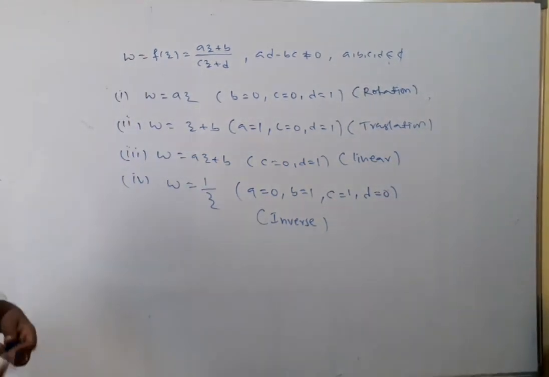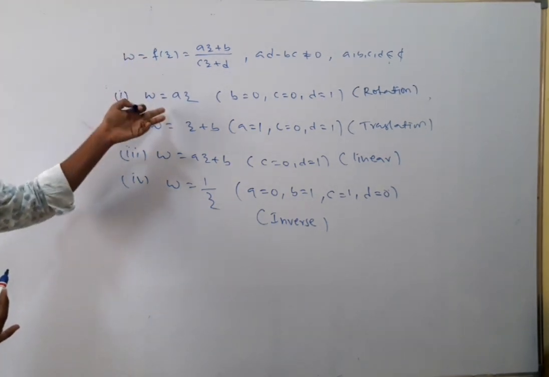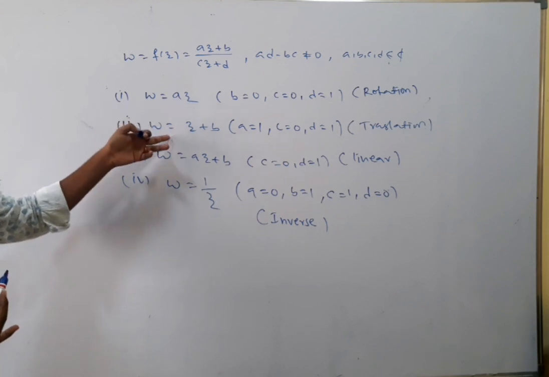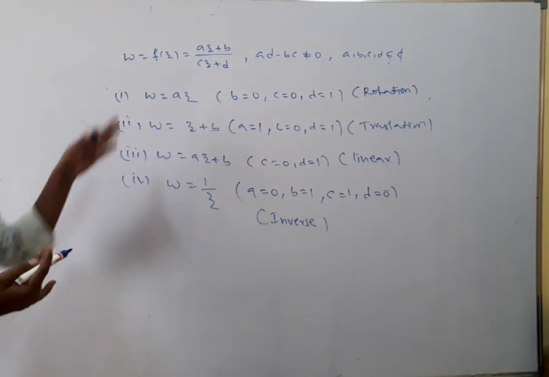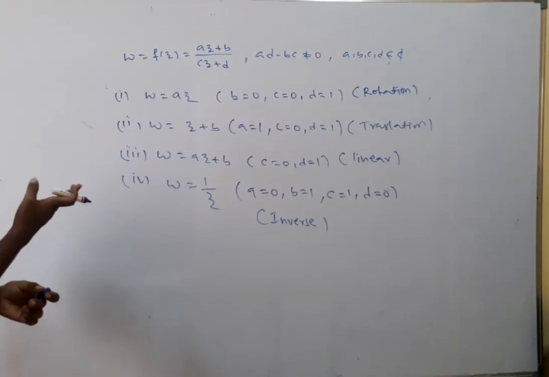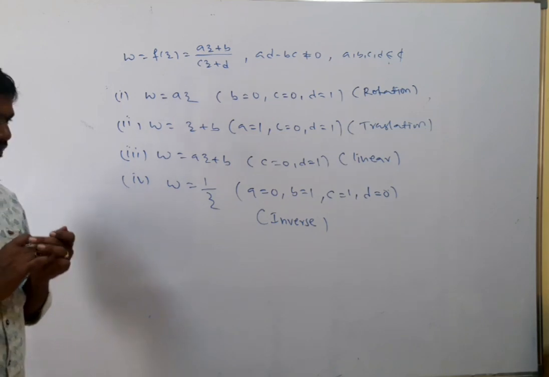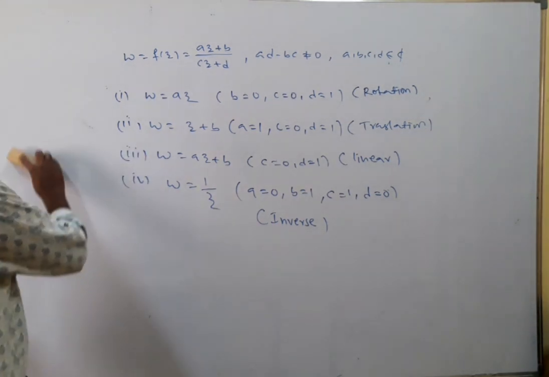By taking different values of a, b, c, d, the bilinear transformation reduces to the rotation transformation, translation, linear, and inverse transformation. If you observe these four transformations, they are also bilinear transformations. From that we have these four transformations. Yes. Next.